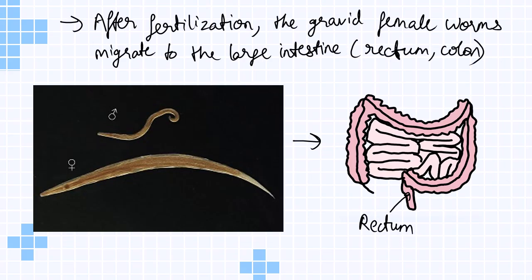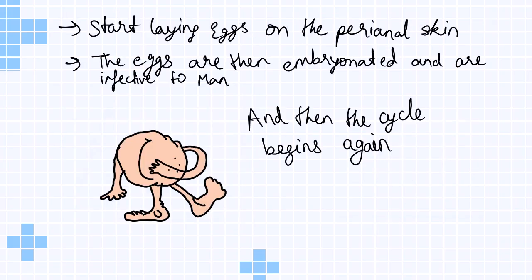Following fertilization, the gravid female migrates from the cecum towards the rectum and anal region. This migration usually occurs during the night when the host is asleep. The final stage of this life cycle occurs at the perineal region. The gravid female lays thousands of eggs on the perineal skin. Within a few hours, these eggs become embryonated and infective. At this point, the cycle can begin again through transmission or autoinfection.